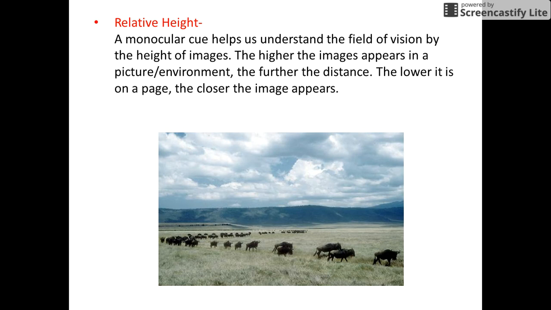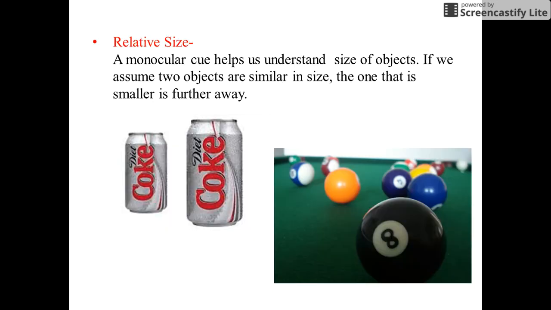A monocular cue helps us understand the field of vision by the height of the images. The higher the image appears in the picture and environment, the further the distance. The lower it is on the page, the closer the image appears. So if you look at this image right now, what appears to be closer is the grass because it's lower on the page. Our brain begins to interpret this and understand this through experience. The clouds appear further away because they're higher on the page.